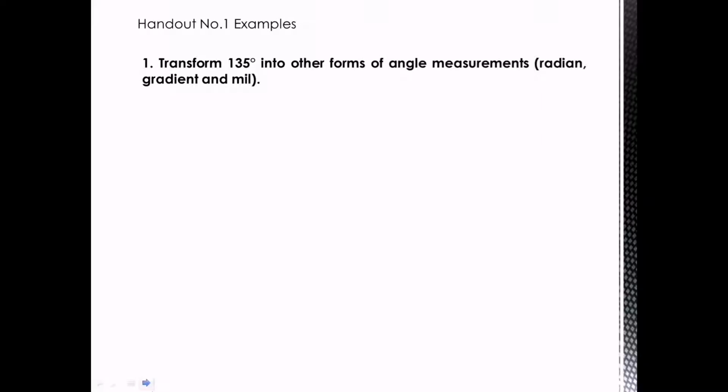Okay, so let us answer the sample problems that we have. So first is to transform 135 degrees into other forms of angle measurement: in radians, in gradient, and in mils. So as I have said before, in order for us to correctly convert an angle measurement from one unit to another, we must remember that one complete revolution is equivalent to 360 parts in degrees. In radians, that is 2 pi radians. In the unit gradient, that is 400 gradient. And in mils, that is 6,400 mils.